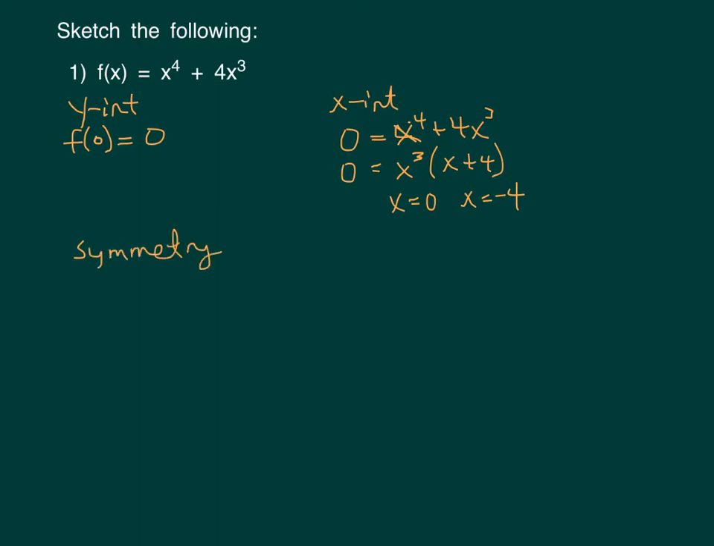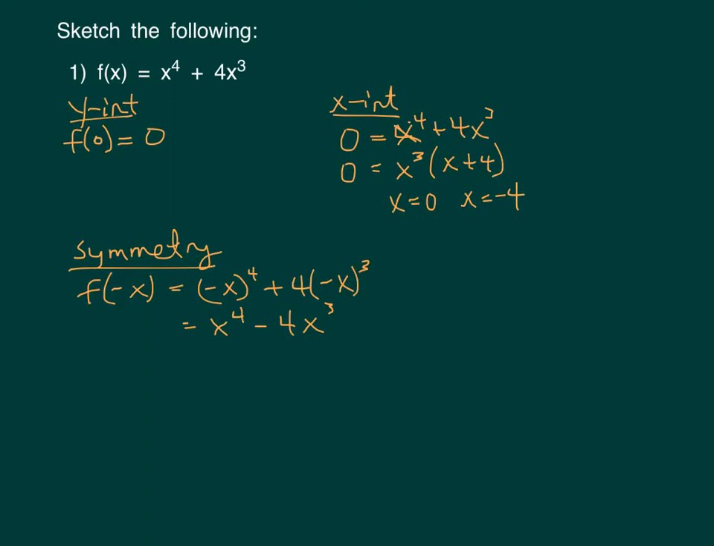Okay, and to do that, we are going to test f of negative x into the original function. So we have negative x to the 4th plus 4 times negative x to the 3rd. And that would end up being x to the 4th minus 4x cubed. So you can tell here that we are not the same as the original and we're not completely the opposite. So we would say neither, and therefore no symmetry.